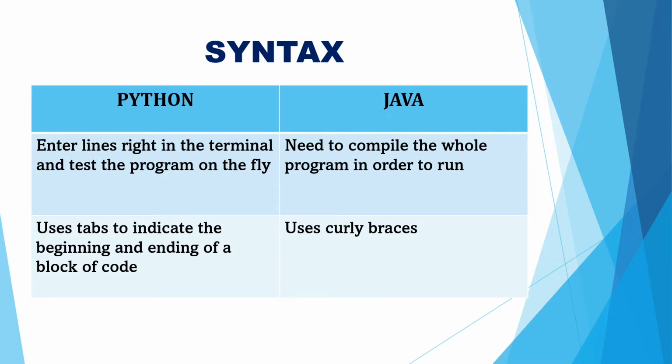Python uses tabs to indicate the beginning and ending of a block of code. On the other hand, Java uses curly braces for the same purpose.